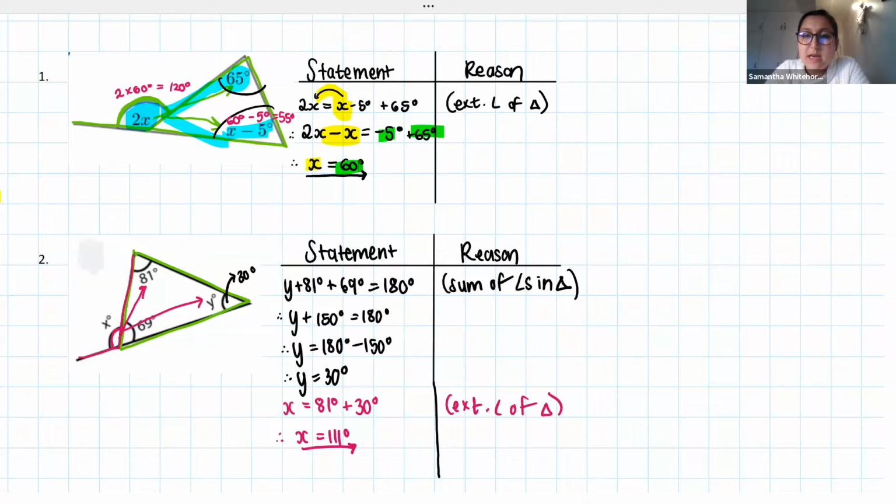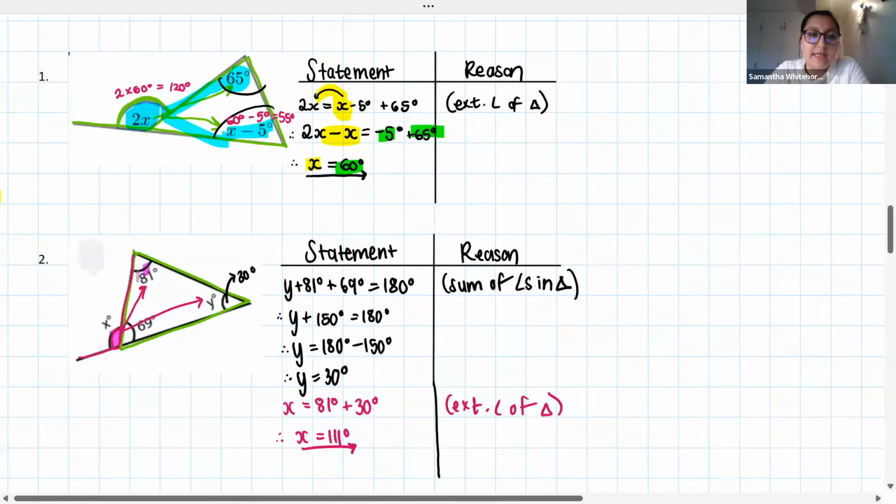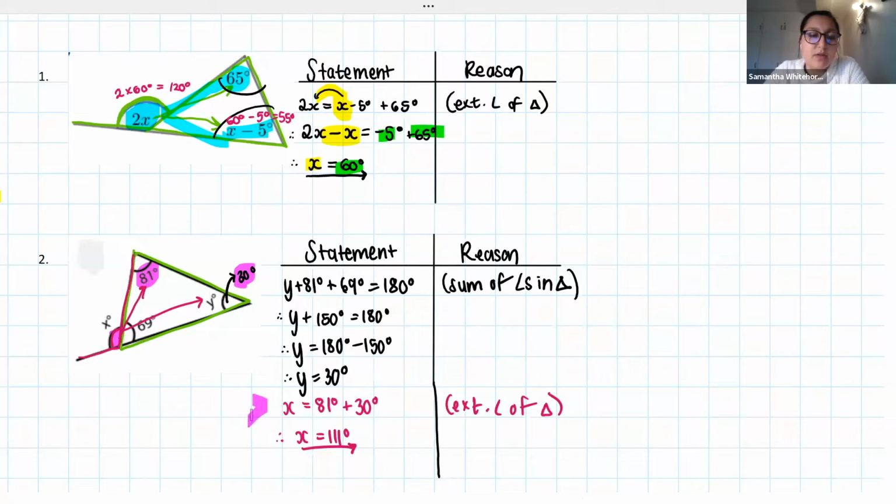Joshua, x is 111. Just be careful. So again, if I just quickly go through x again, because x is an exterior angle to my triangle, it's equal to 81 plus what I worked out y to be, which is 30, and 81 plus 30 gives me 111.